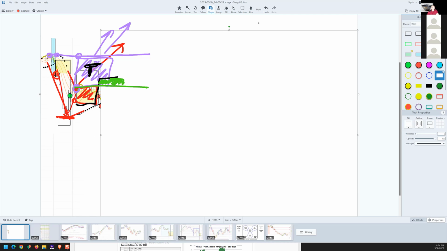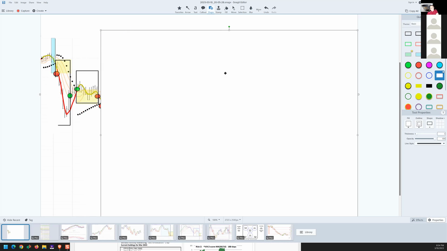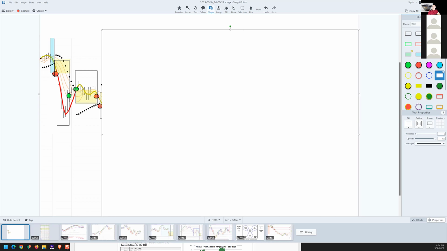Failed for 0.5. It breaks through the PSAR. So I treat that as what kind of pattern? What kind of pattern would that be?